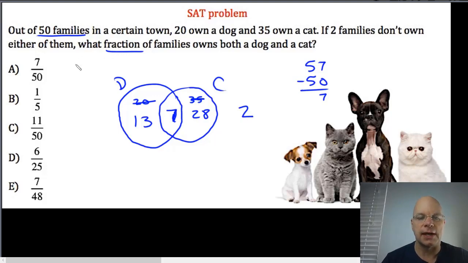And then again, the same thing we talked about on the last problem. Read back through the question and make sure you answer what the question is asking. What fraction of the families owns both a dog and a cat? Well, seven families own both a dog and a cat. That's the part. The whole is 50 families, so 7/50ths. Answer choice A.